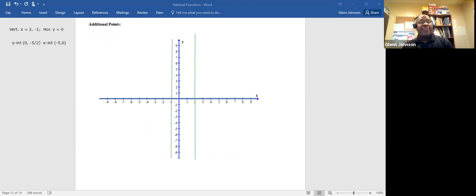And so now we have the x-intercept and the y-intercept. The y-intercept is located at 0, negative 5 halves. So that's going to be negative 2.5. So that'll be located here. And then the x-intercept was at negative 5, 0.